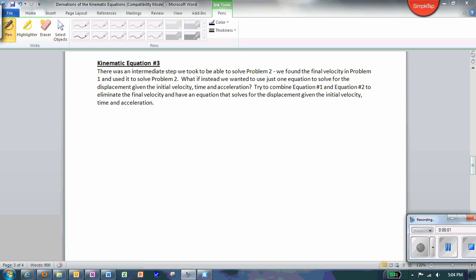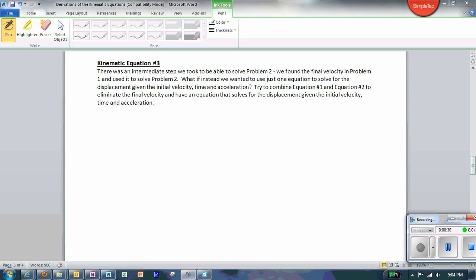This video will derive the third kinematic equation. So in our previous two problems about Dr. Perry, we were able to find the final velocity in the first problem and then the displacement in the second problem. Now, in the second problem, there was actually an intermediate step of we found the final velocity and then used the final velocity from problem 1 to solve for the displacement in problem number 2.